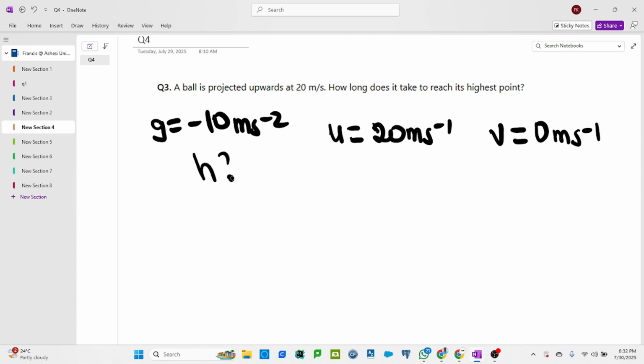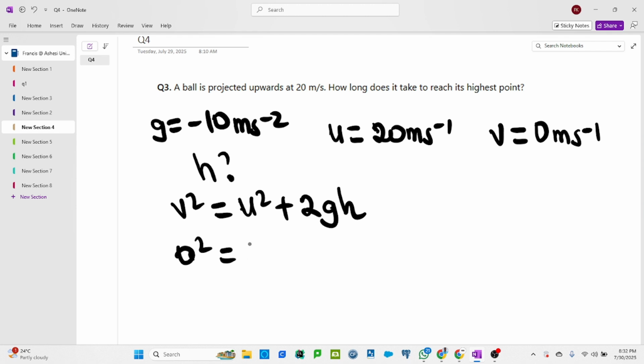So for this, you can use the third equation, which is v squared is equal to u squared plus 2gh. So let me replace the values and see what we have. u squared, that was 20 squared, plus 2 times negative 10 h.